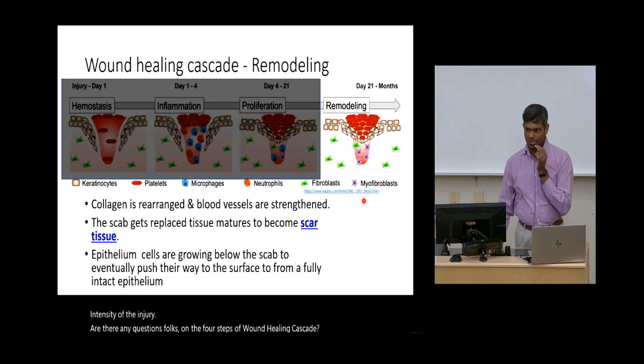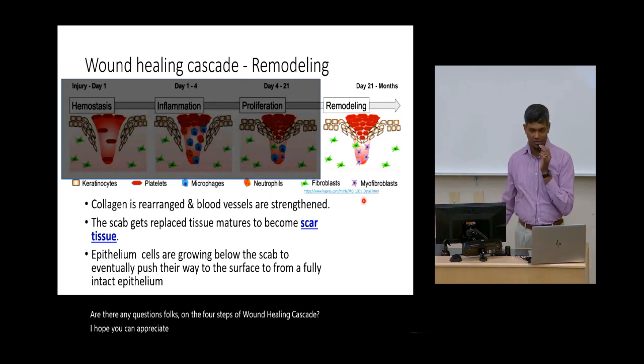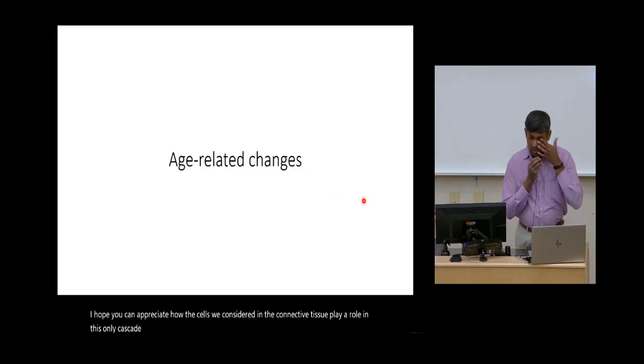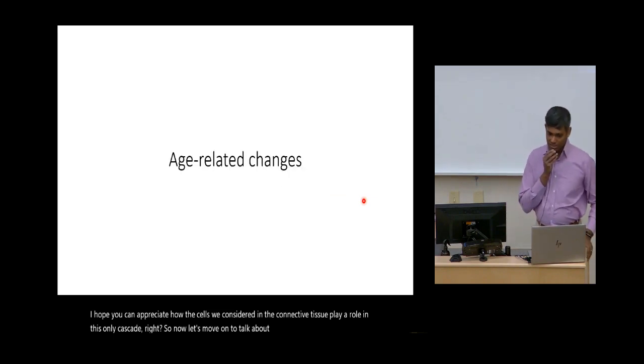I hope you can appreciate how the cells we considered in the connective tissue play a role in this wound healing cascade, right? So now let's move on to talk about some age-related changes, right?